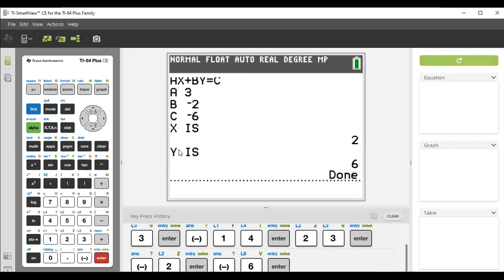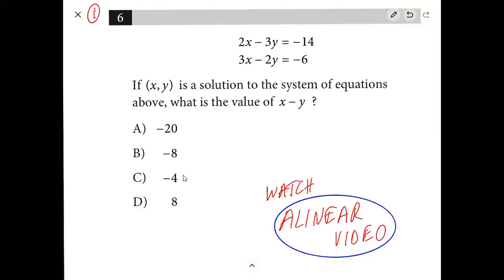We weren't looking for x and y. We were actually looking for the difference between x and y. So 2 minus 6 would be -4. If we go back over to our test, you would see that the choice would be C. That's what the program could already do.